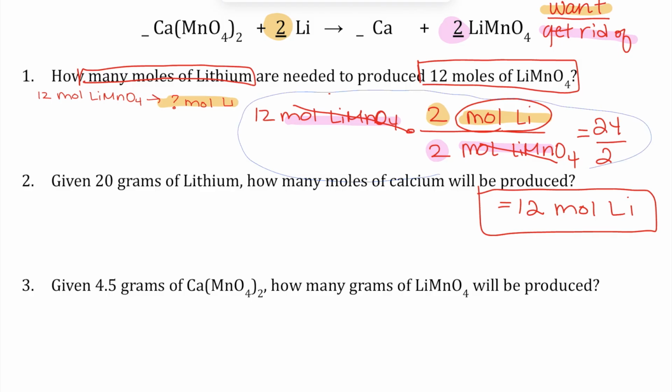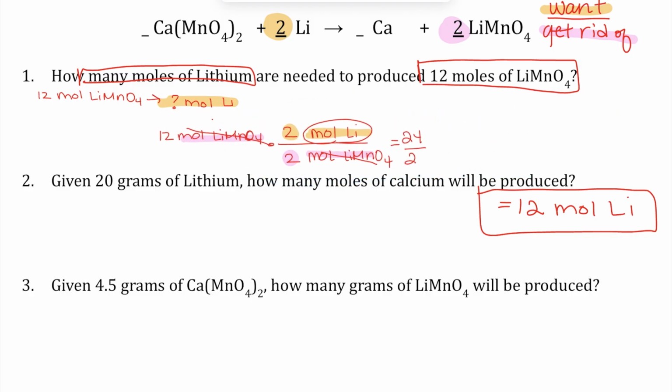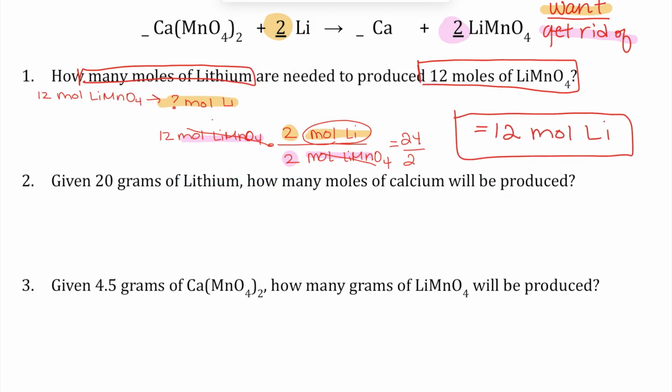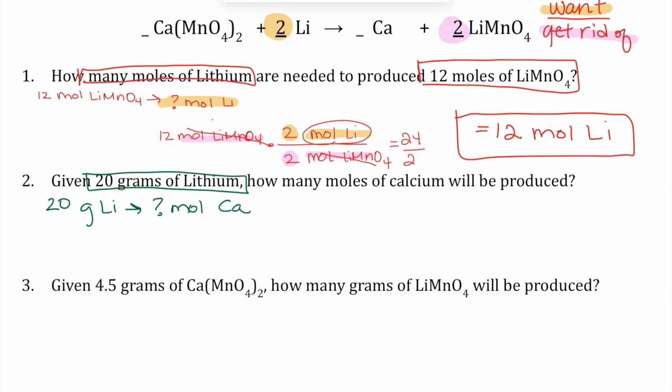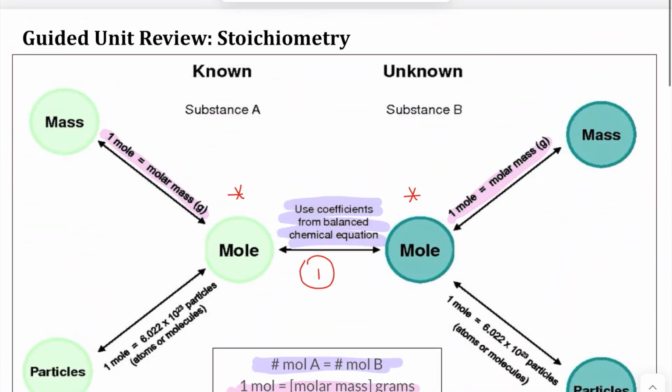You do need to show work as you are working on these problems, so practice showing work as you are doing the review. Next one, given 20 grams of lithium, how many moles of calcium will be produced? So 20 grams of lithium to figuring out moles of calcium, something else. As we look here, we are starting with a mass. We are ending with moles. So that is going to be a two-step conversion.